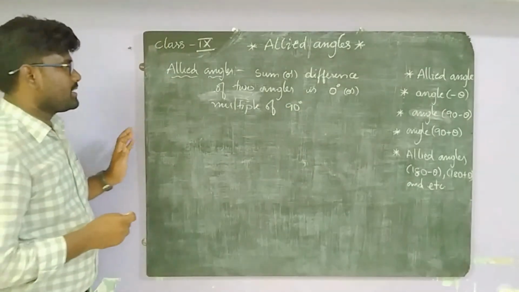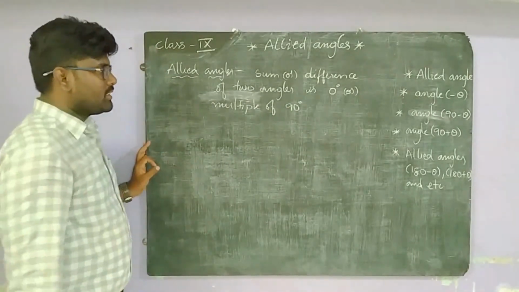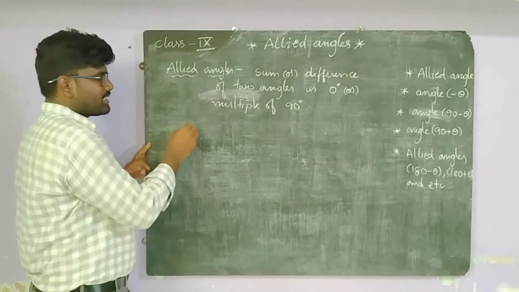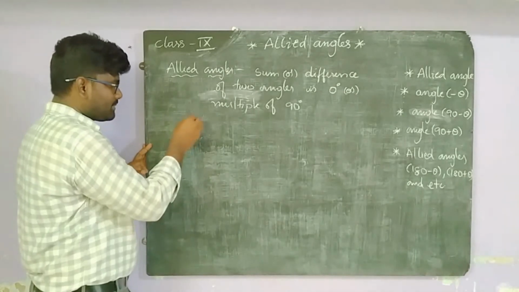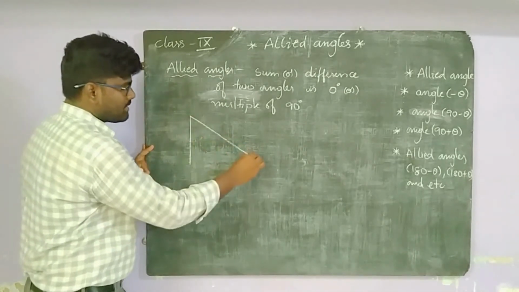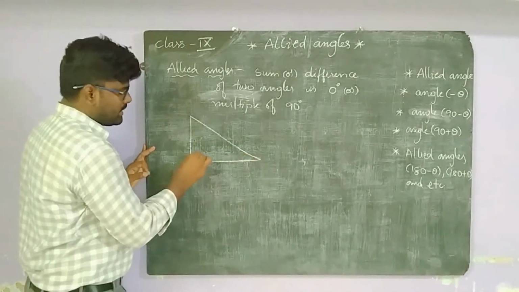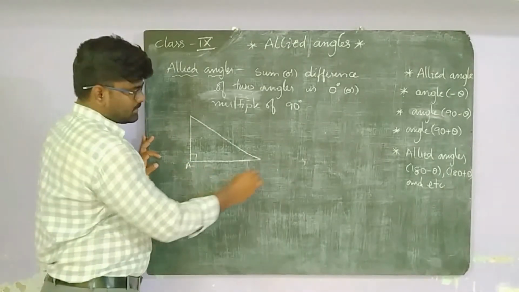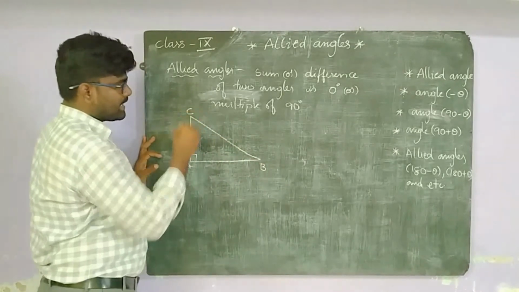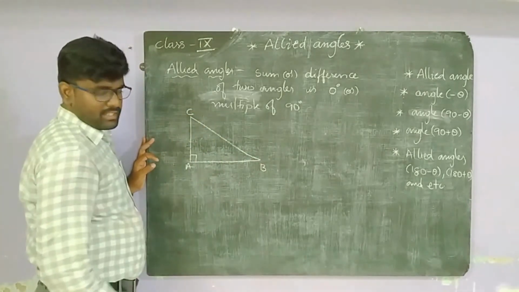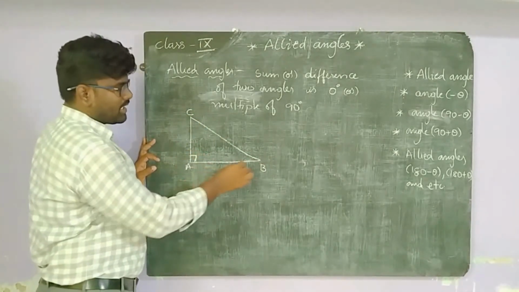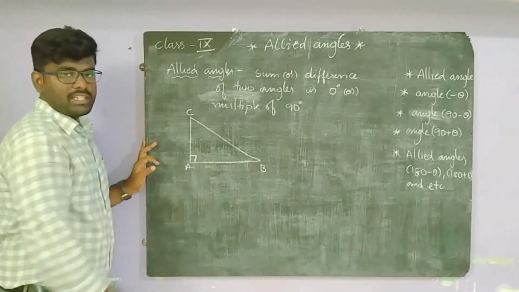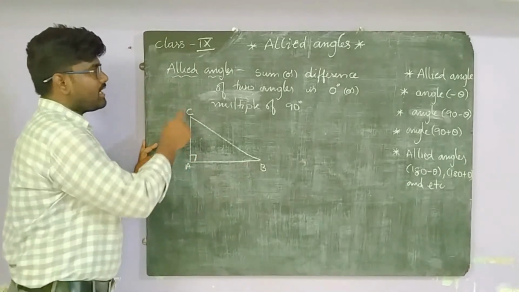Just see here, by using this we can understand another concept. Whenever we take a right angle triangle ABC, right angle at A, that means angle A is 90. Then what about angle B and angle C? The sum of those two angles must be 90. That means B and C are allied angles.